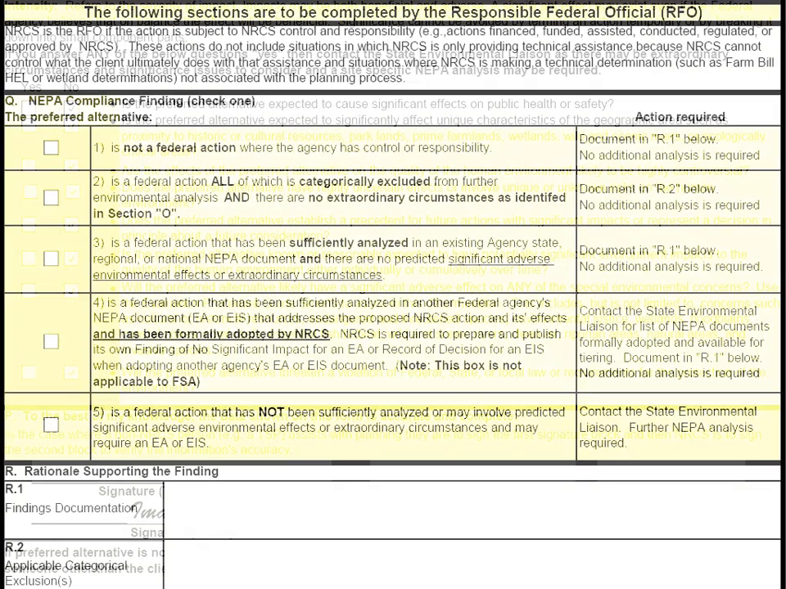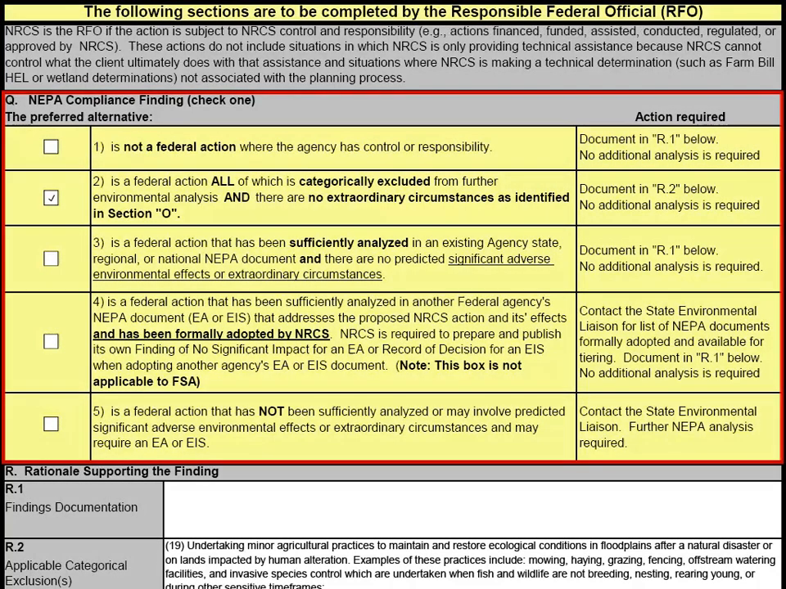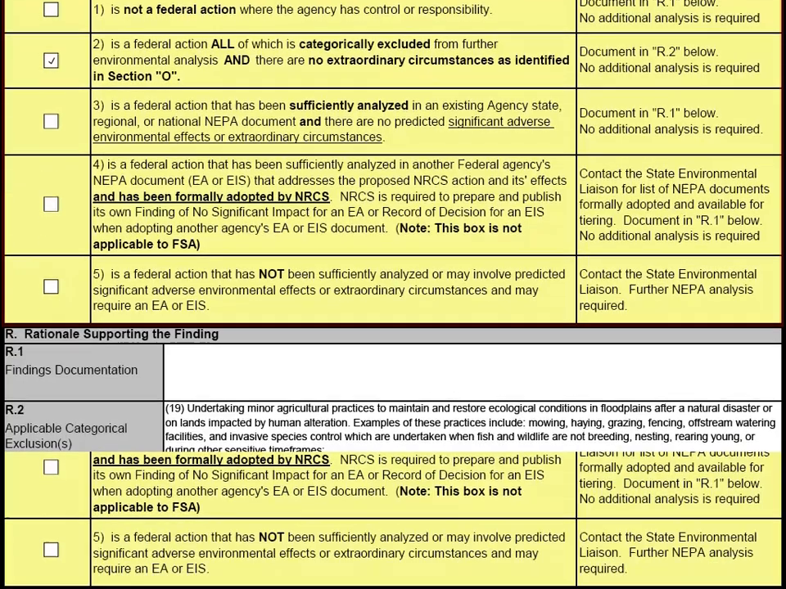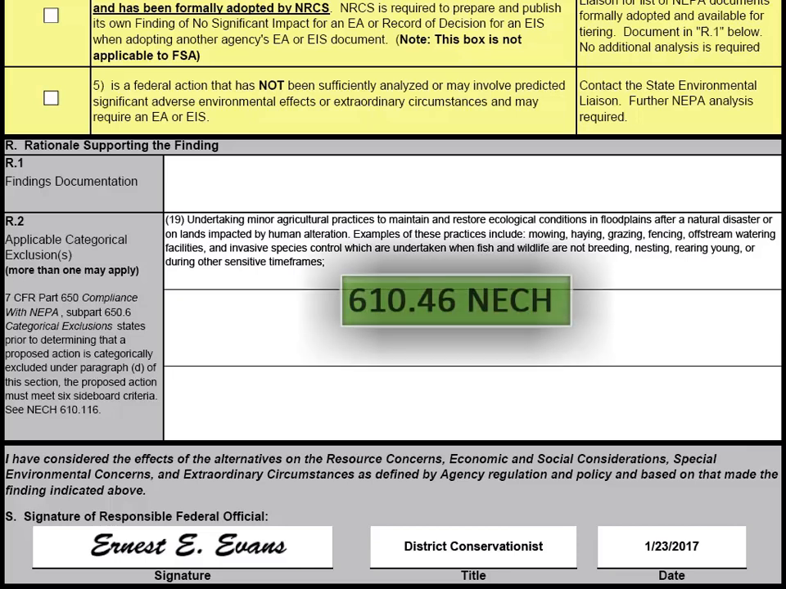In the NRCS CPA 52 prepared for Mr. Farmer, the remaining sections were completed by the NRCS Responsible Federal Official, or RFO. The RFO documented Section Q, NEPA Compliance Finding, and Section R, Rationale Supporting the Finding, concluding with their signature in Section S. Before documenting the categorical exclusion that applies in this case, the RFO reread Section 610.46 of the National Environmental Compliance Handbook. This section provides a list of all NRCS categorical exclusions, as well as more detailed considerations and requirements for their use.